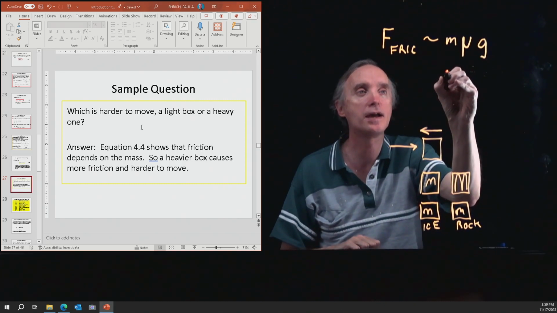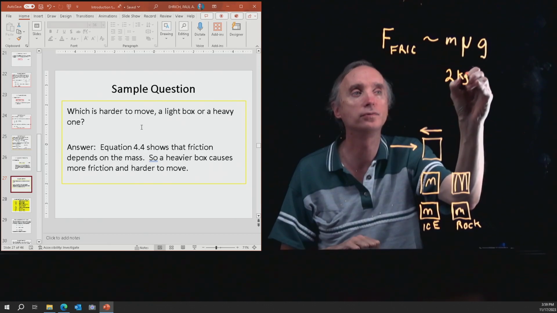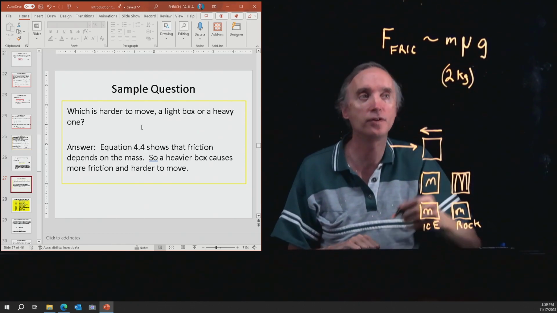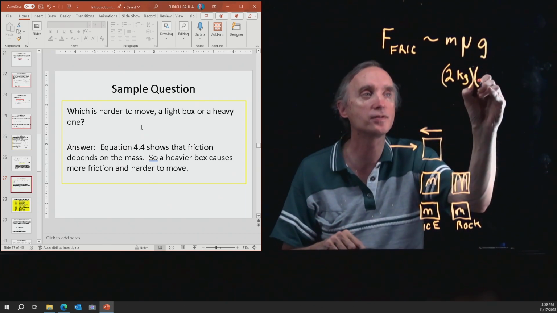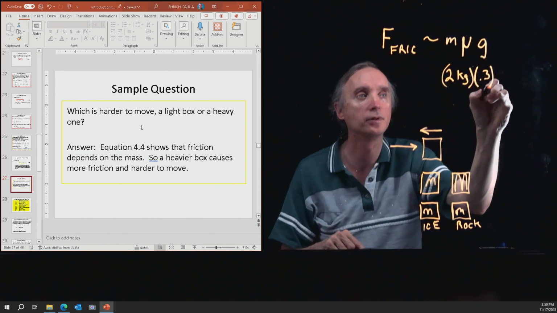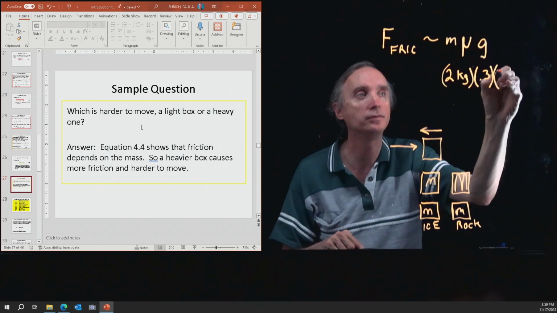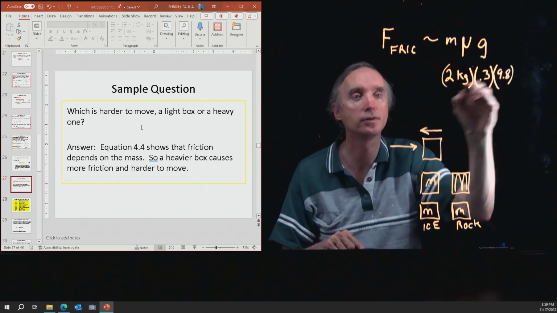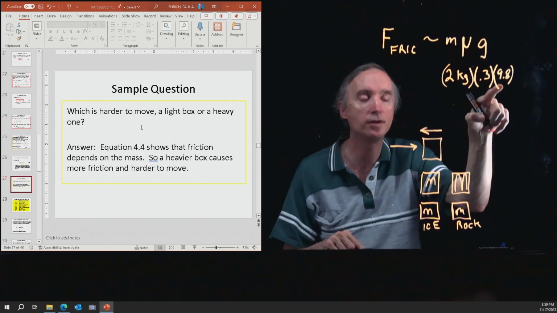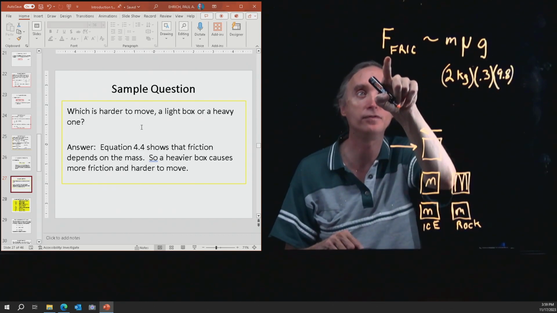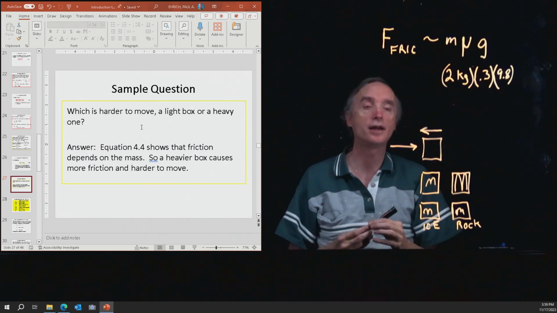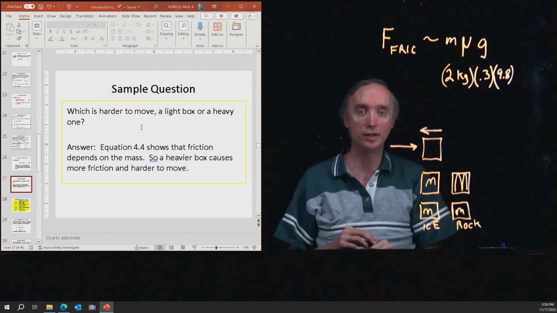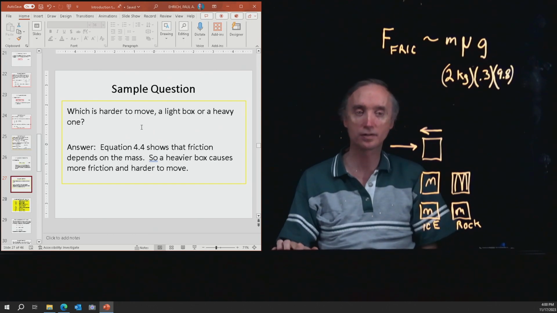So let's say that the mass is 2 kilograms. Let's say that the coefficient of friction, and I'm going to show you coefficients of friction in just a moment, but let's just say, for the sake of argument, it's 0.3. And then we know that G is equal to 9.8. So we could multiply these 3 numbers together, and then we would have the force of friction in newtons. So we could actually calculate how strong this force of friction would be, but we're not going to do it. We're just going to stick to conceptual questions with this.